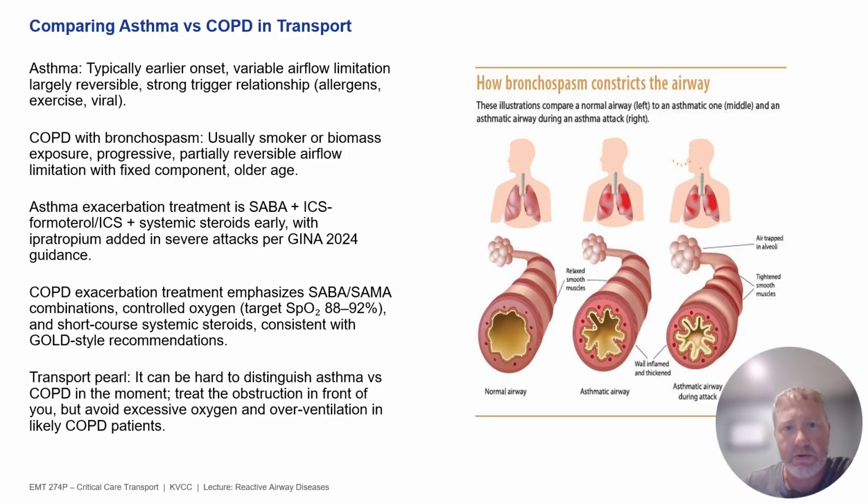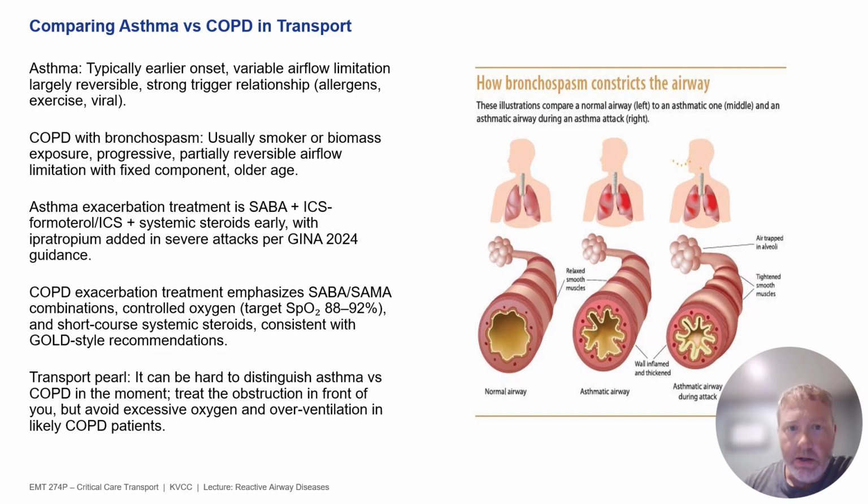Very common to trigger an asthma exacerbation. Between attacks, spirometry can be completely normal. COPD patients, on the other hand, are usually older patients with significant smoking history or a biomass exposure history like asbestos, and they show progressive and only partially reversible airflow limitation. And they often have a chronic productive cough as a baseline.